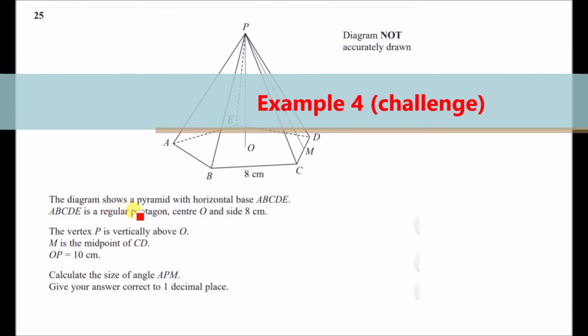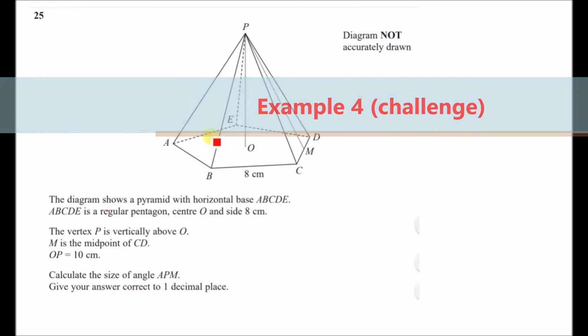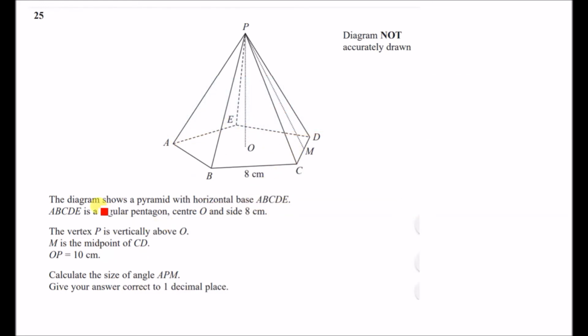The diagram shows a pyramid with horizontal base A, B, C, D, E. Okay, it looks like a pentagon to me. This shape is a regular pentagon, in other words, every length is equal and so are the angles, with center O and side 8 centimeters. Okay, let's keep everything in right now. The vertex P is vertically above O, so this is O, then vertically above that is P. The length of it is 10 centimeters, so O to B is 10. Calculate the size of angle A straight to P down to the midpoint M.